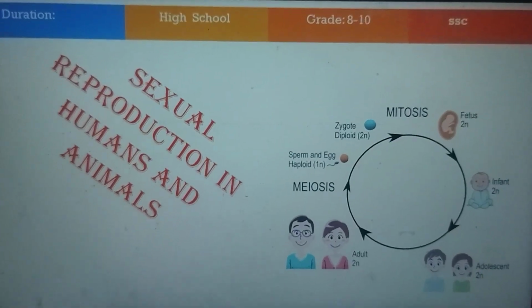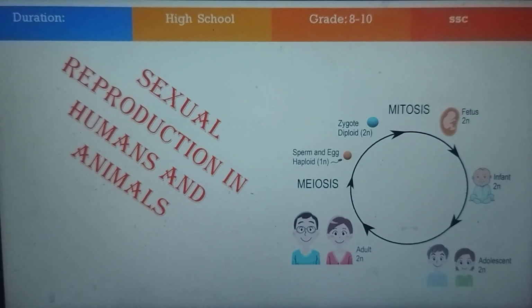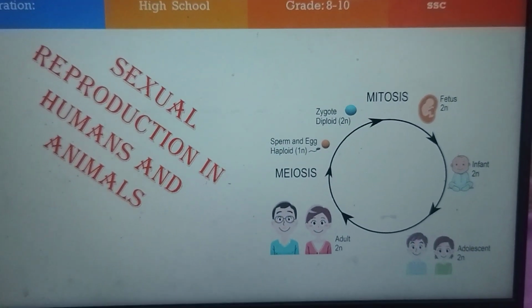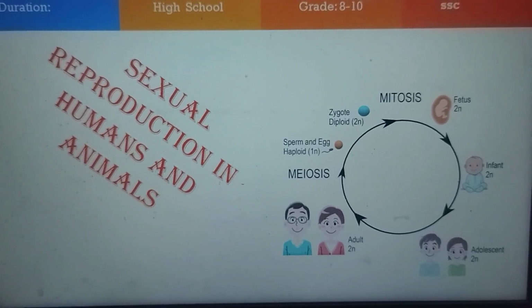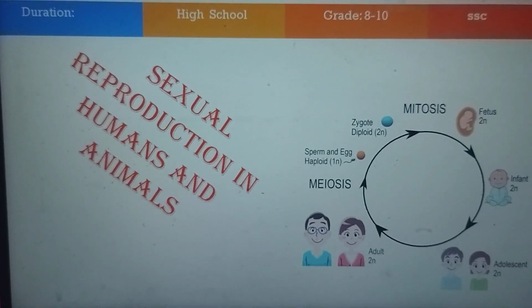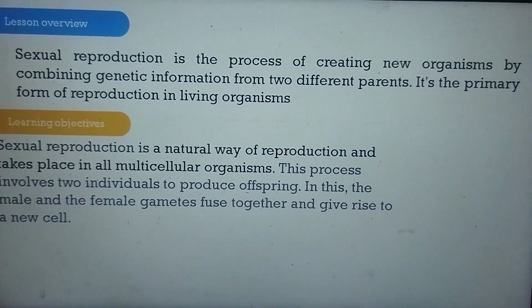Today we are going to learn about an interesting topic called sexual reproduction in humans and animals. You can find a basic diagram of reproduction. How does the reproduction start and what's the process? In the next slide we will learn the exact meaning of sexual reproduction.